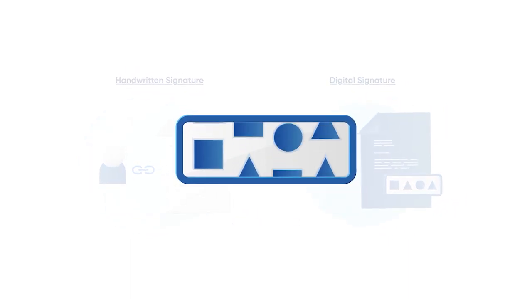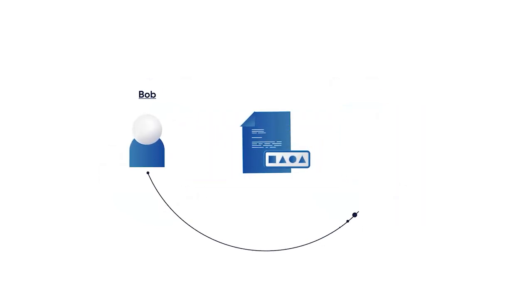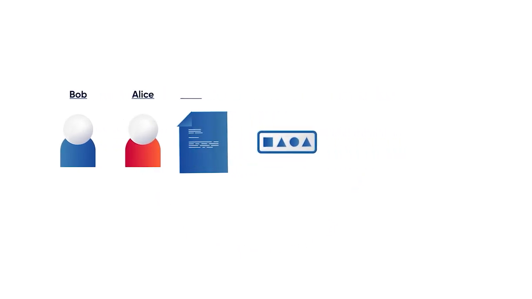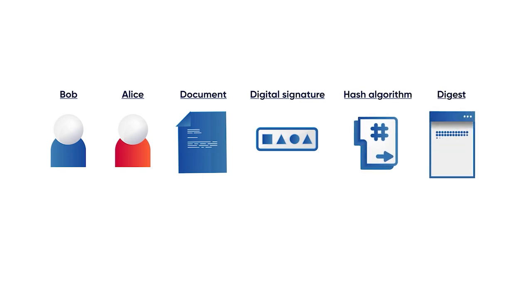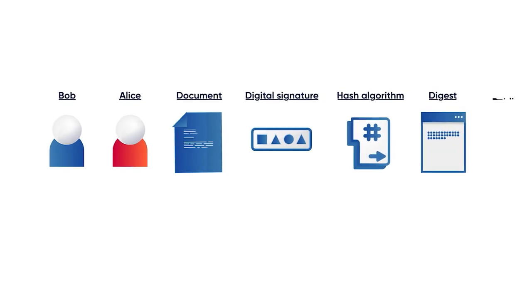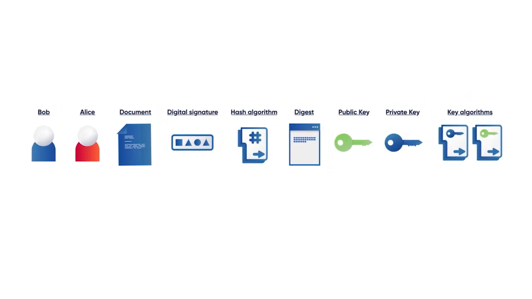To understand how a digital signature is created, let's suppose that Bob wants to send a digitally signed document to Alice. To illustrate this example, we will use a document to be certified, a hash algorithm, a digest based on the content of the document, a public key, a private key, and its algorithms.